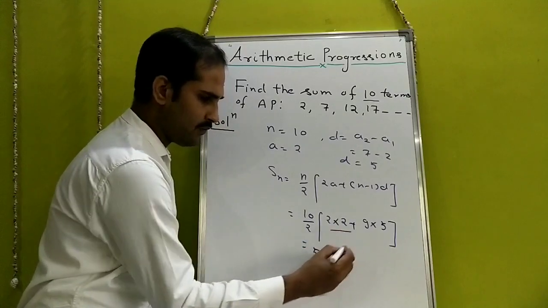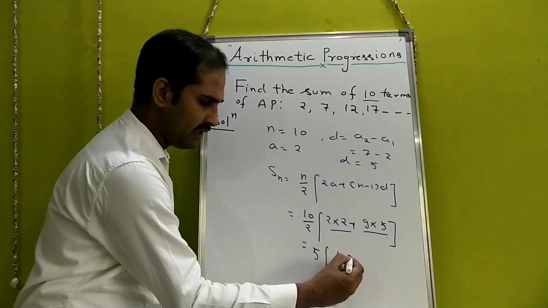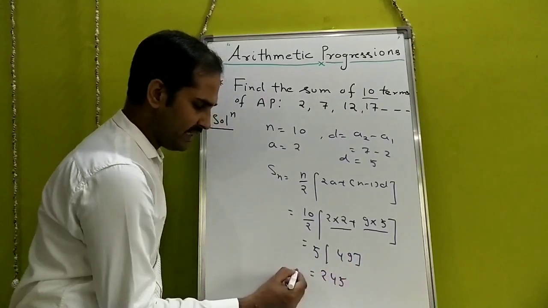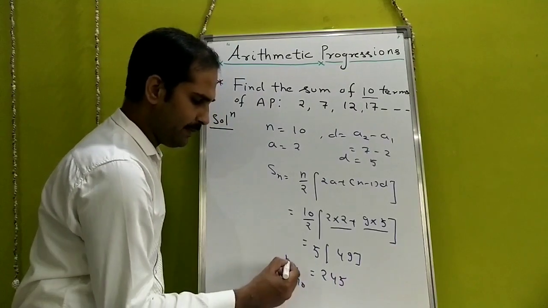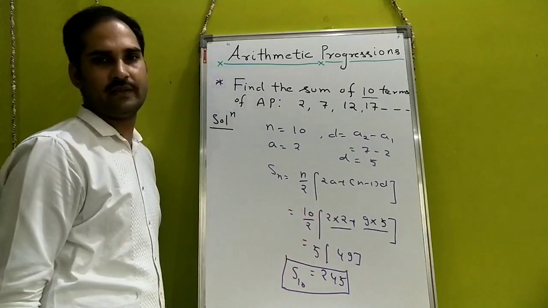2 into 2, that is 4. 9 into 5, 45. 45 plus 4, that is 49. So 5 into 49 is 245. So we can say that the sum of 10 terms of an AP is 245. So this will be our answer.